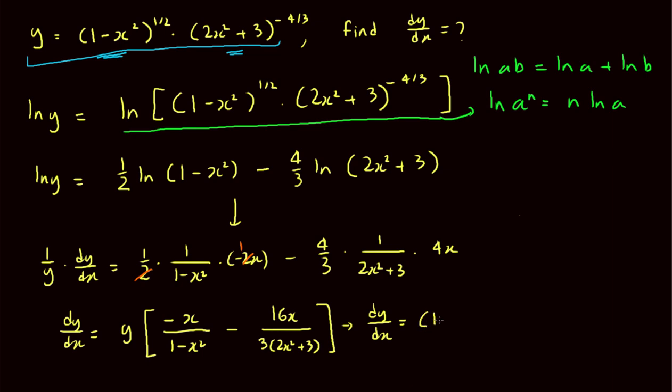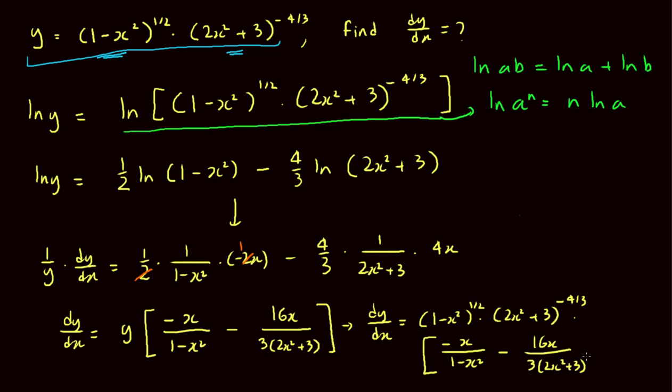As the final answer, dy/dx is y, being this function (1 minus x squared) to the power of half multiplied with (2x squared plus 3) to the power of negative 4 over 3, and then multiplied with this chunk right here: negative x over (1 minus x squared) minus 16x over 3(2x squared plus 3). So this is our final derivative using logarithmic differentiation. You might say the product rule could get something simpler, or you might end up with the same derivative. You can give it a try and check it out.